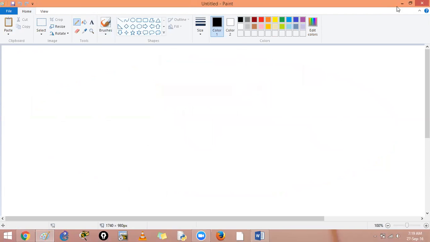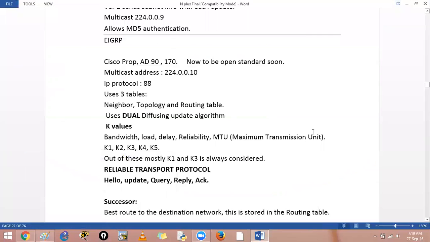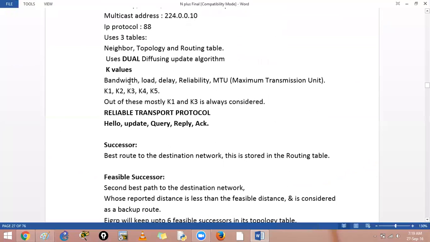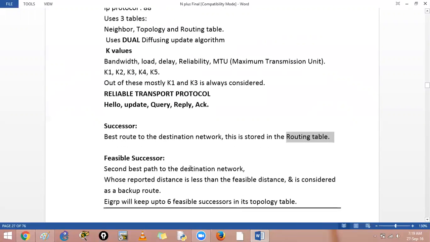Implementing is very easy, very simple. So just understand one thing: if you give me a route, I will take your routing table, I will create my own roadmap, and I will calculate the best path from me to the network. That best path will be called the successor. So the successor is the best route to the destination network, and that will be stored in the routing table. The second best is kept in the topology table.